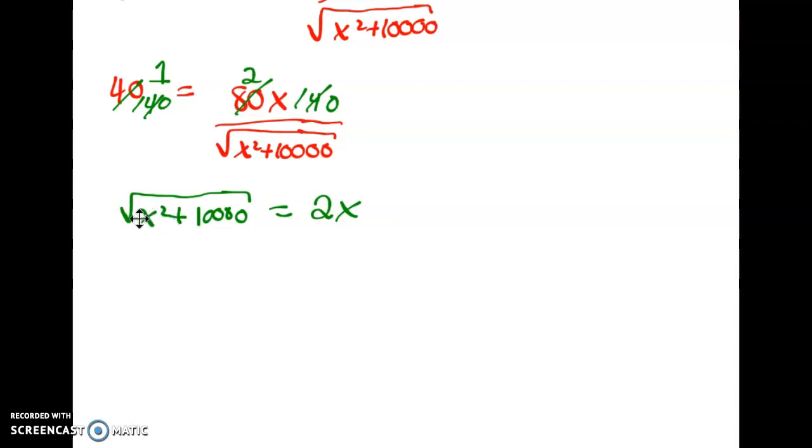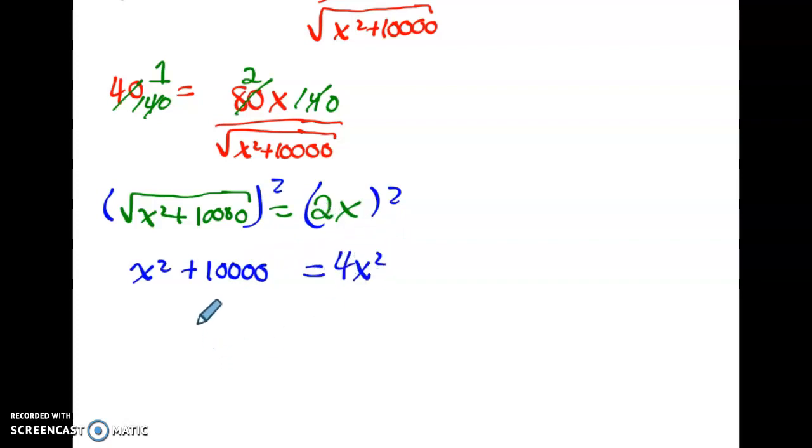Next, if we're trying to get x alone, we're going to want to get rid of this square root. And the way we're going to do that is we are going to square both sides of the equation. Remember, what we do to one side we have to do to the other. So if we square both sides, we end up with x squared plus 10,000 equals 4x squared.